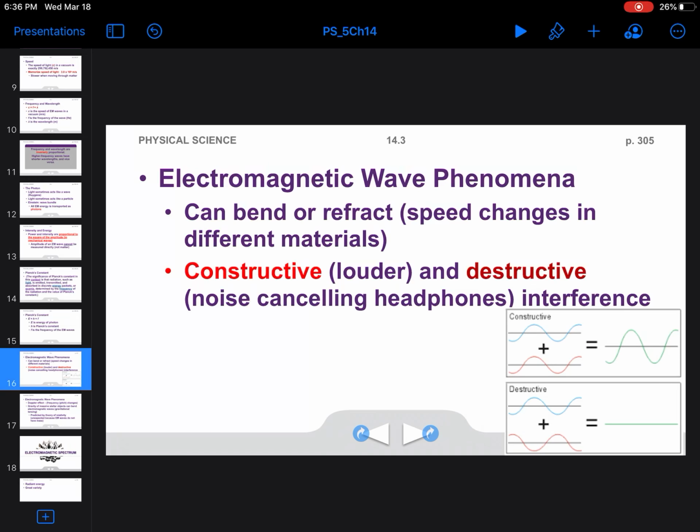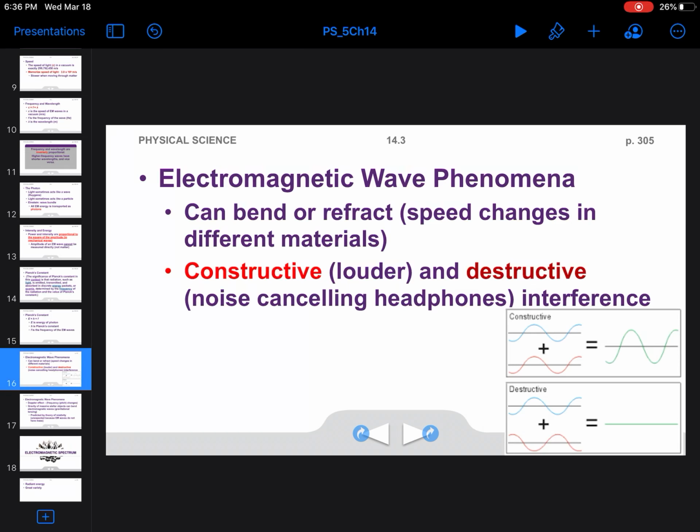Here we see that electromagnetic wave phenomena do exist, and there are things that are characteristic of electromagnetic waves. Electromagnetic waves can bend or refract. You see this in light, especially as the speed of the electromagnetic wave changes depending on the material that it's traveling through.